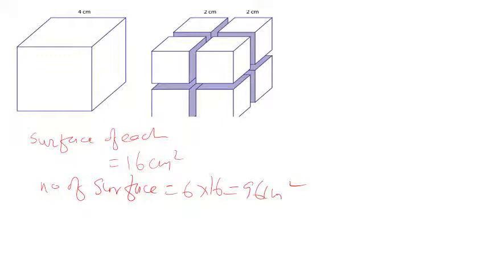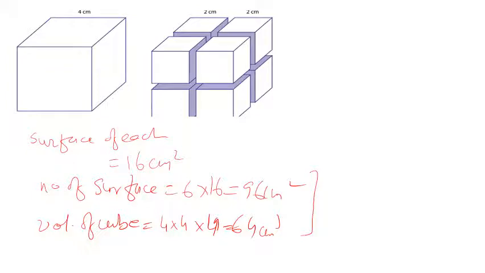Now the thing is, what about volume? The volume of this cube is 4 into 4 into 4, 64. So that is there. But if you take this right hand side, then we have divided this cube into 2. Now the surface area of a small cube will be 2 into 2 means 4.